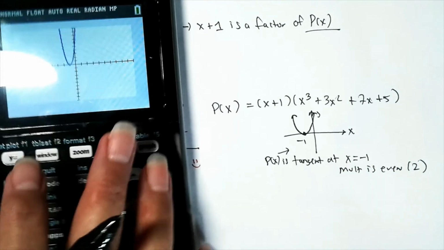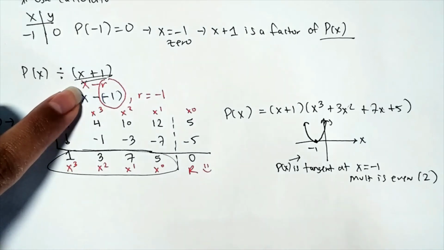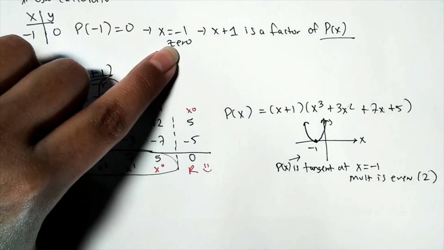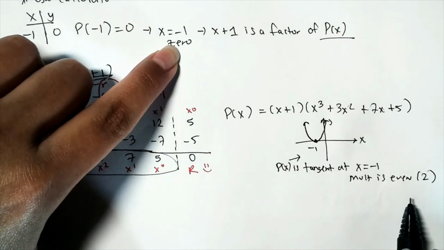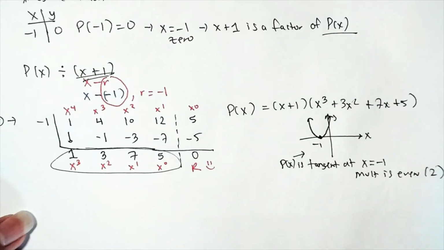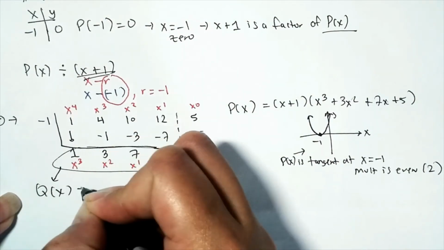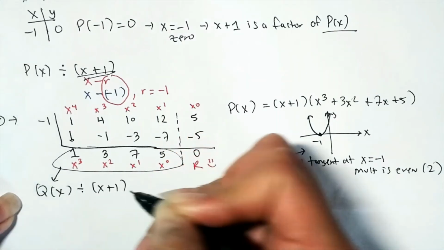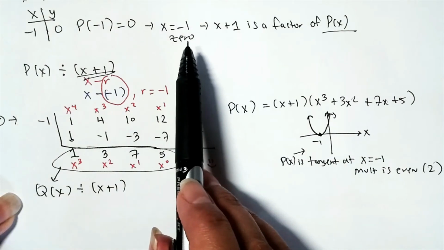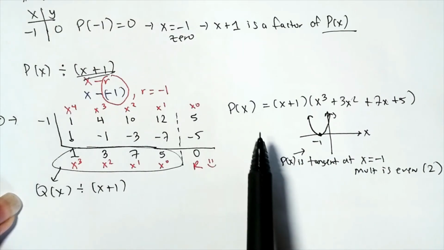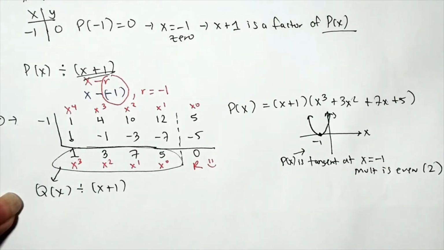So in this case we had divided by x plus 1, but if -1 is a 0 with multiplicity 2, check it out, we're going to divide by x plus 1 again. So let's take our quotient and divide it by x plus 1. Why? Because the first time around it was because -1 is a 0. The second time around is because -1 is a 0 again, with multiplicity of 2.